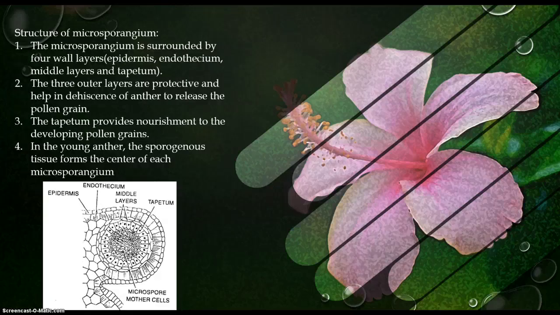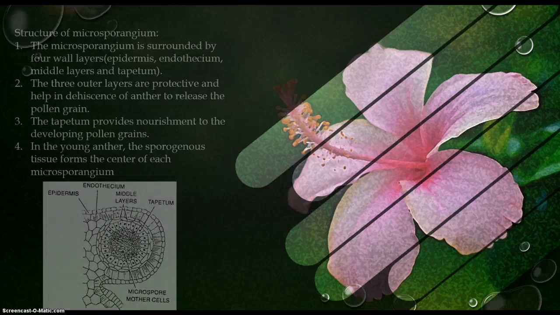You can see in this diagram, epidermis, endothecium, and middle layers serve as a protective layer. Tapetum, on the other hand, provides nourishment, and inside what do we have? Microspore mother cell, or pollen mother cells, sometimes we say. Now let us talk about how this microsporangium develops the pollen grain.